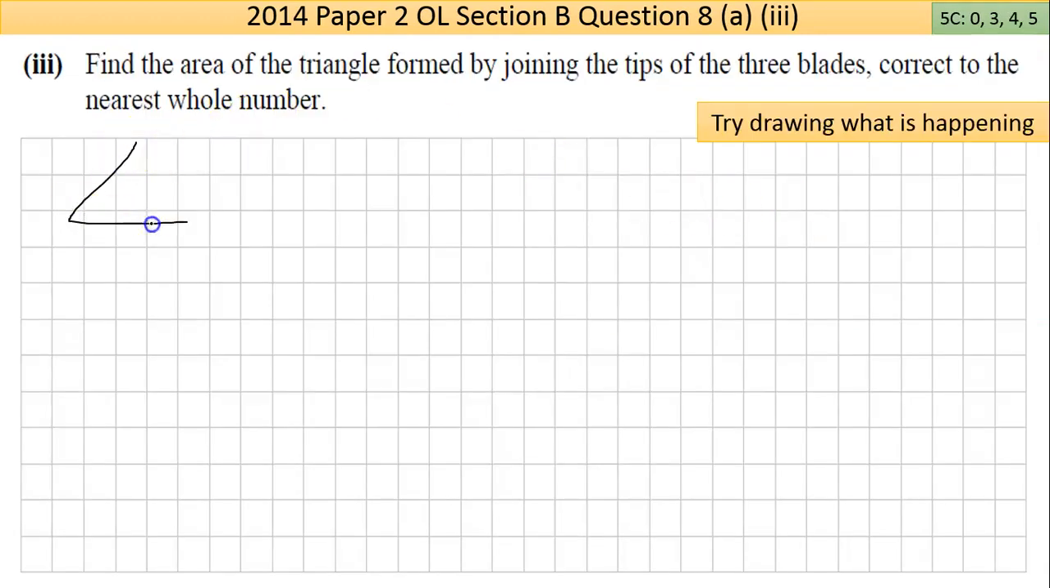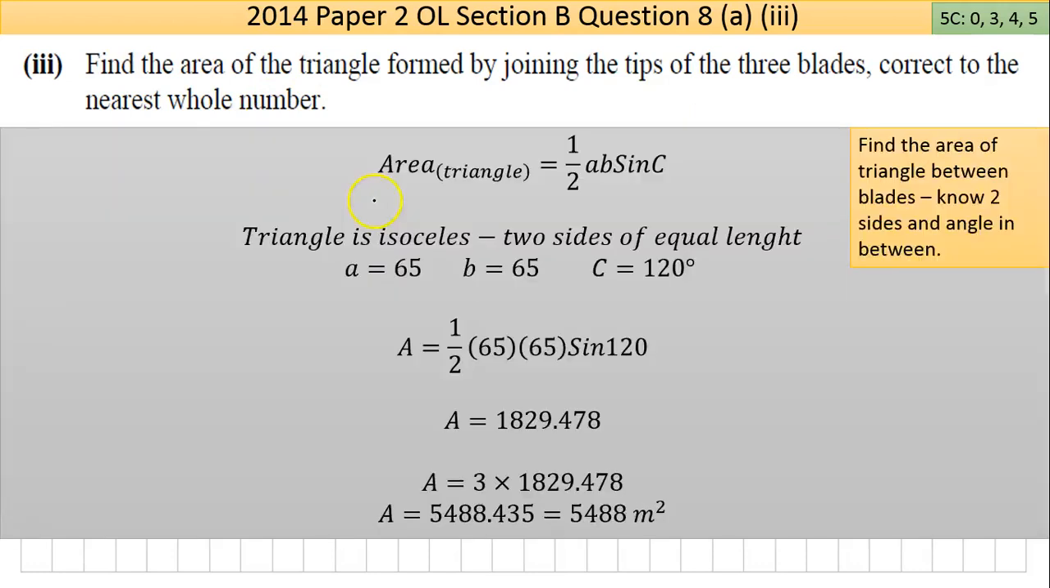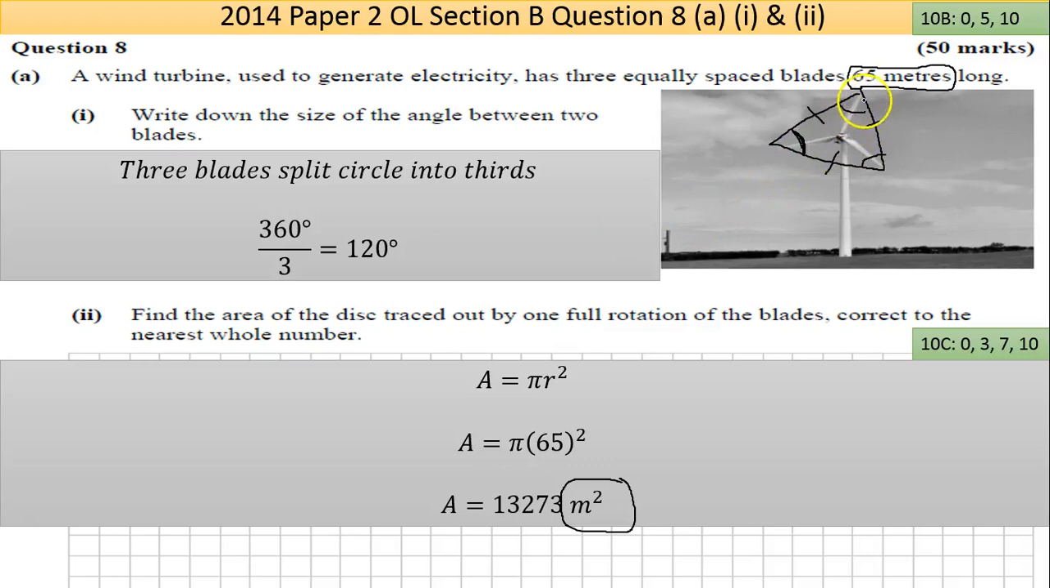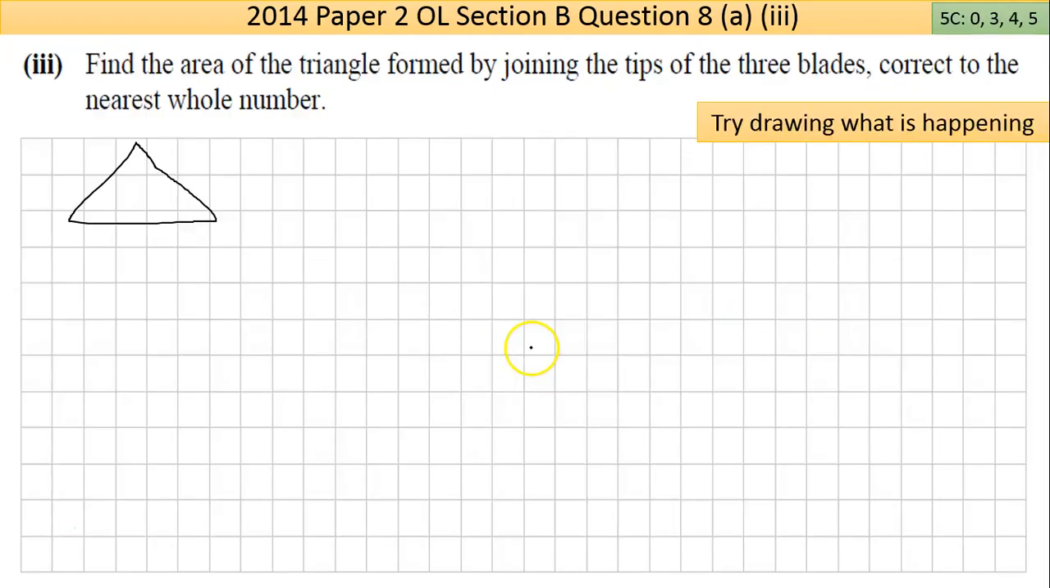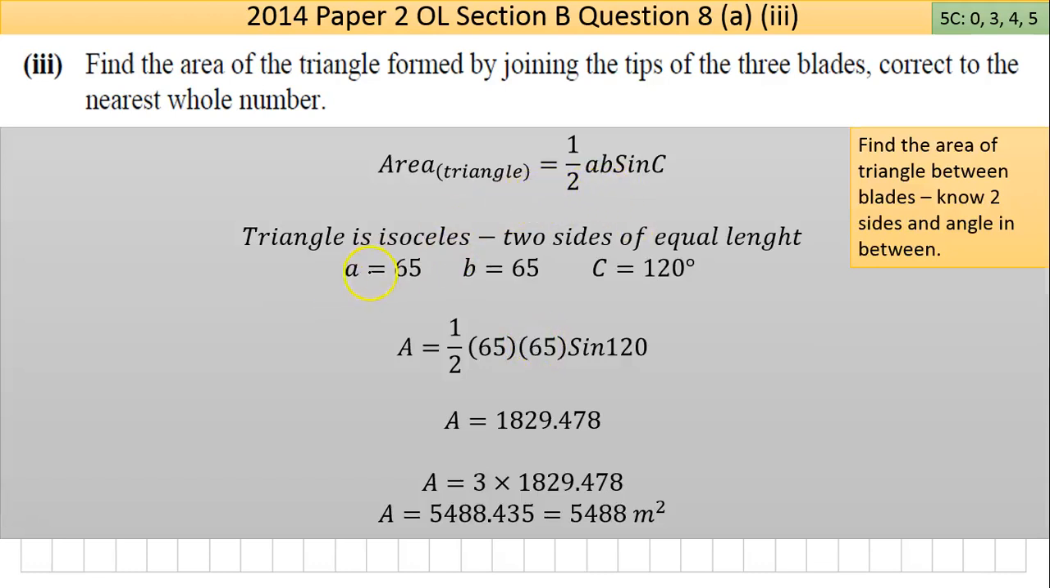So you're basically talking about a triangle, something like this, and we need to find the area of it. Now, for the area of a triangle, one of the best formulas is half AB sine C. So if we take one of the smaller triangles, the one I'm highlighting here, let's just focus on that one. There's 3 of them. If I know the area of that one, I can work out the area of the bigger triangle. So you have your 2 sides. This is the blade and the blade. Let's make this one longer to represent it.